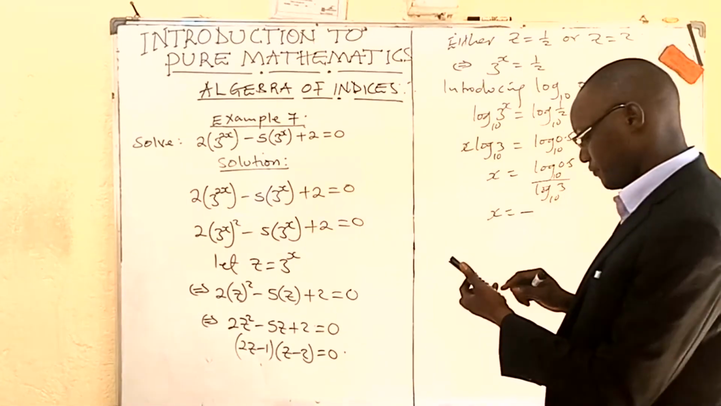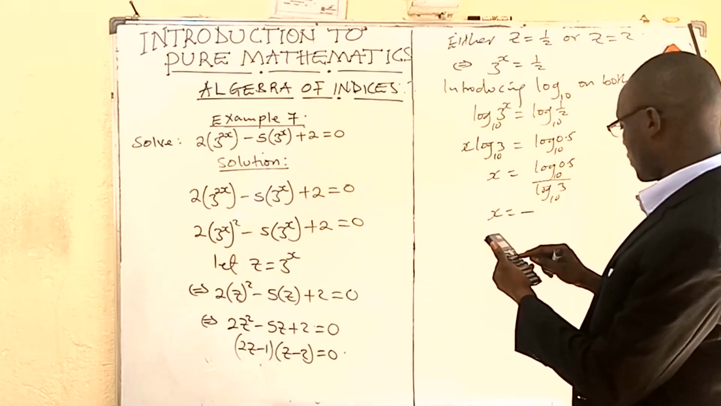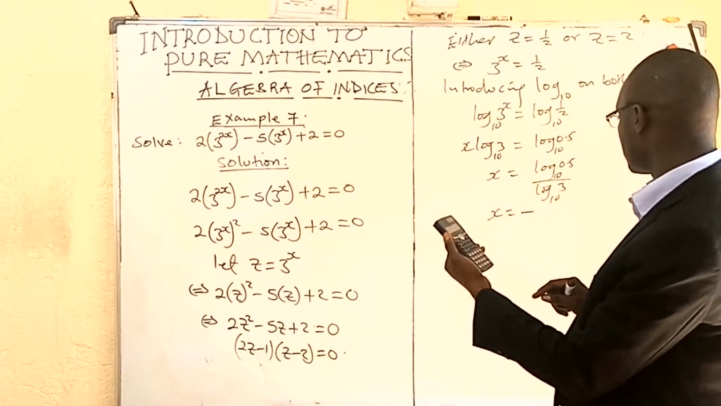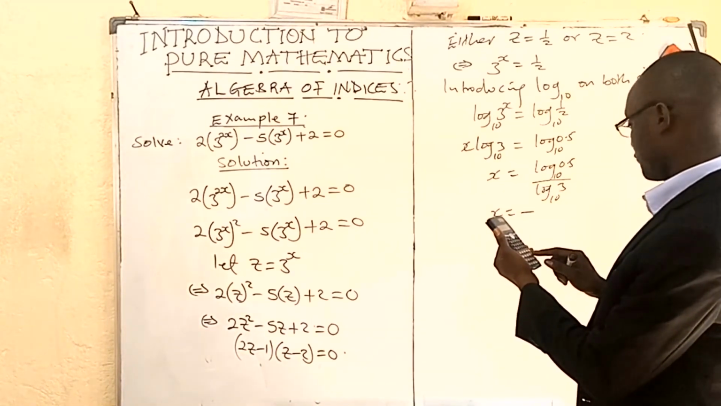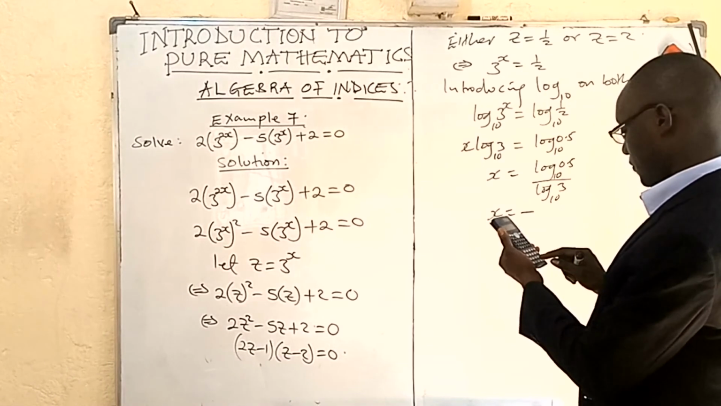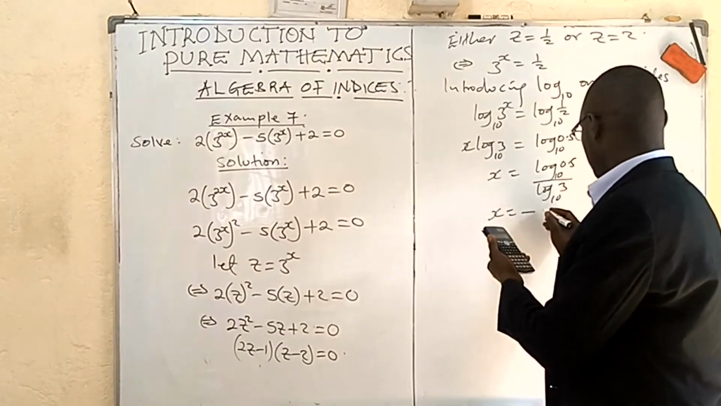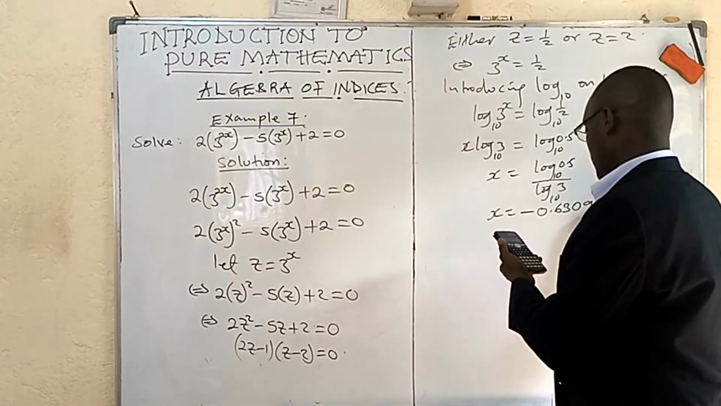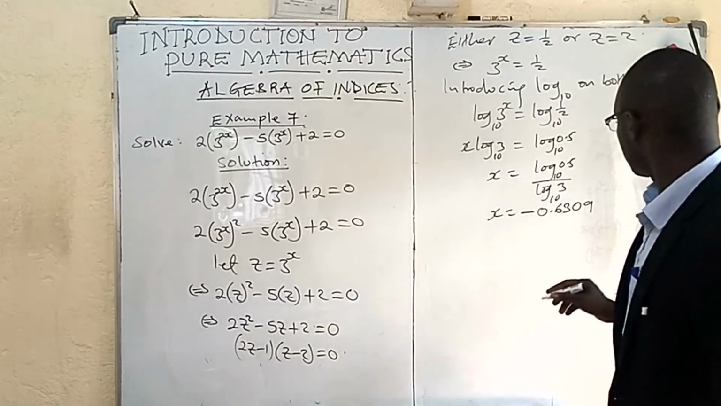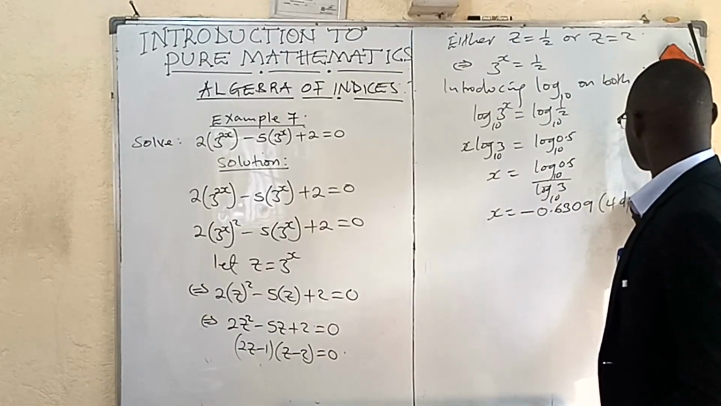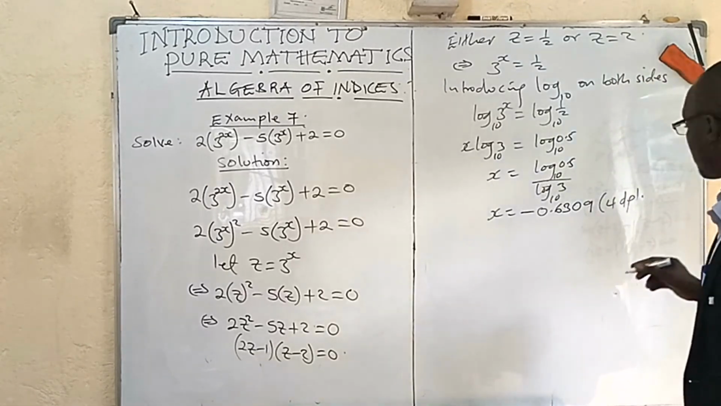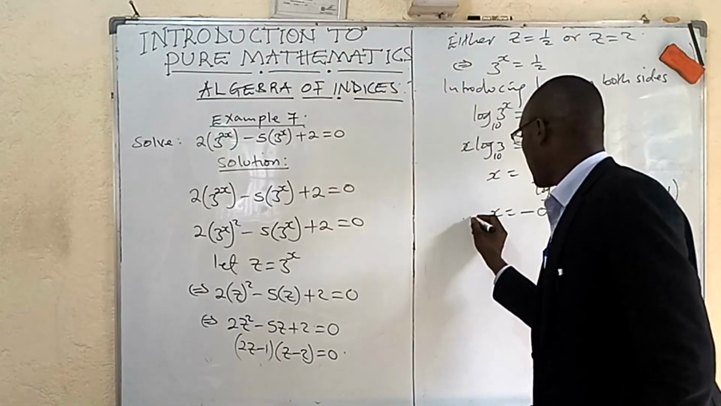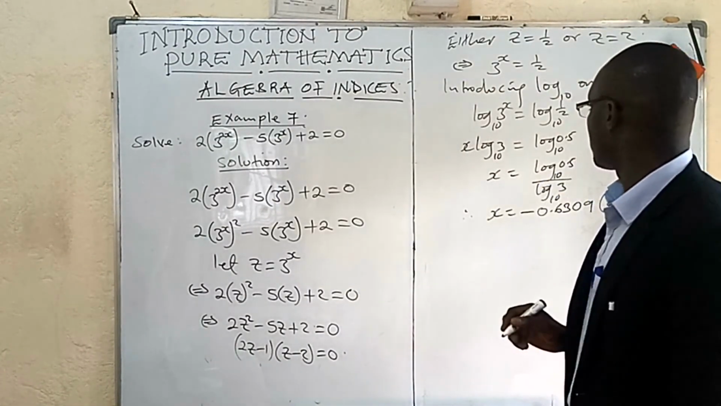So what do we get there? We can come and say log of 0.5. Our calculators are designed in base 10. So it's equal to that divided by log base 10 of 3, which is giving us a negative 0.6309. How many decimal places? 4 decimal places. We have not used logarithm tables, we have used the calculator. This is the degree of accuracy. Therefore, that is the first value of x.